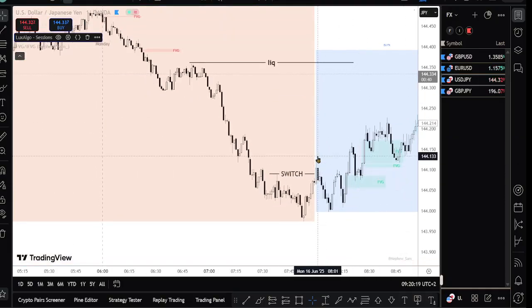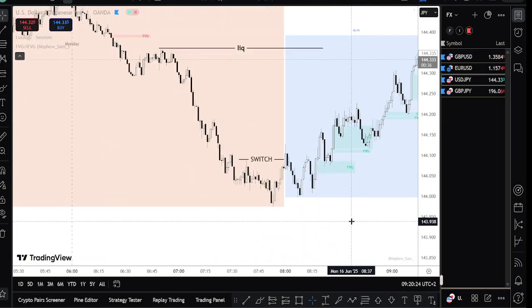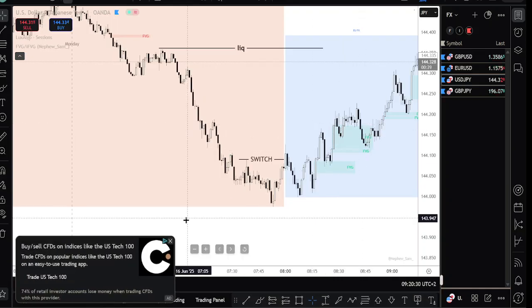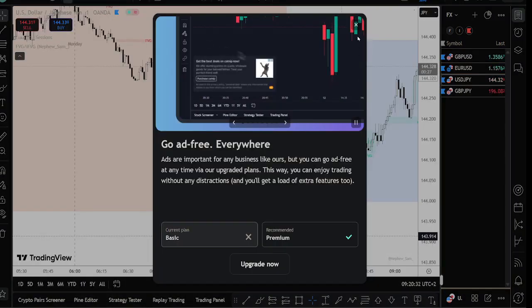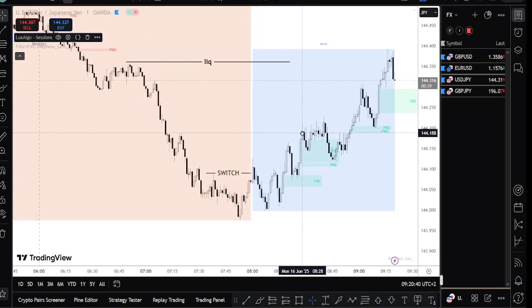I drew the switch here and I entered along here, and I also had a pending order to go long above this while price was here, and never mind that. Oh my god, I had a pending order to go long here, but I did remove it, and that's pretty much that.